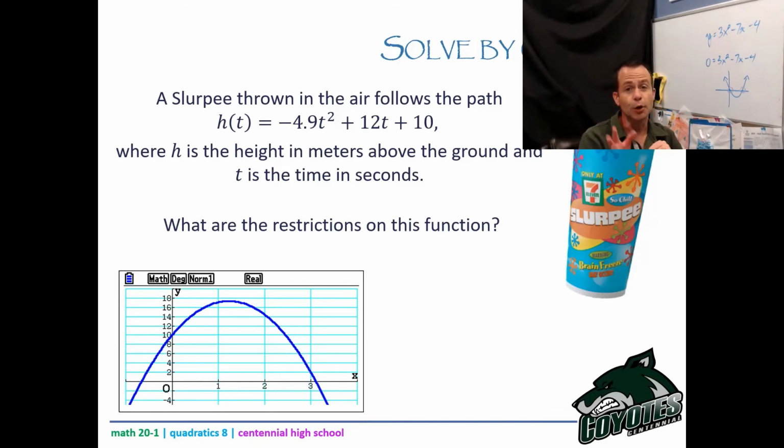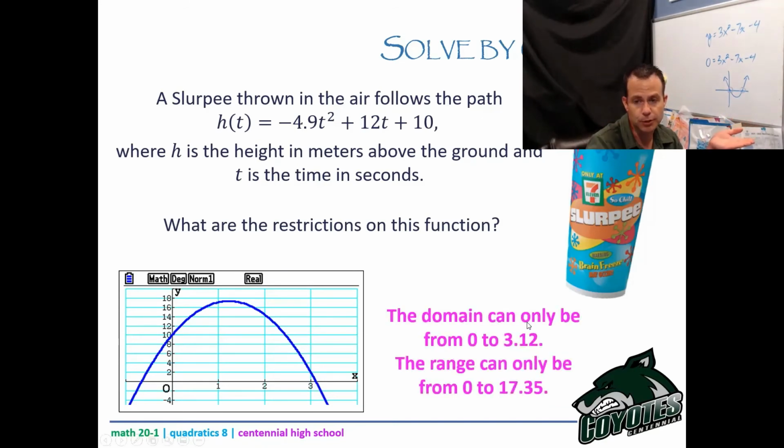I don't know, but no, we will stop right here, because after here, all the rest of the context of this graph becomes meaningless. So the domain can only really be between 0 and 3.12, and then the range can only really be between 0 and that maximum of 17.35. Okay.